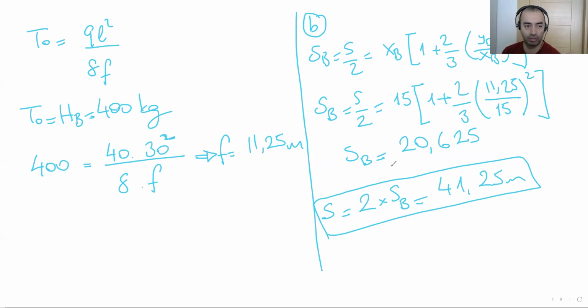You may know the equation. It's easy, QL squared over 8F. It's easy, but you need to understand what it is and where you can use it. If you know these equations, that doesn't mean you understand the subject. You can know all these equations but not be able to use them. That's why please try to understand what T0 is exactly on a cable.